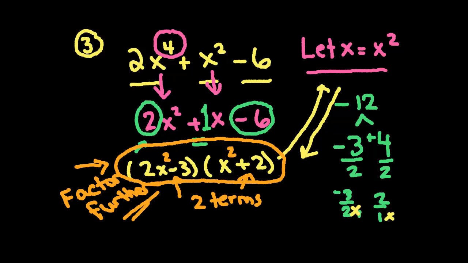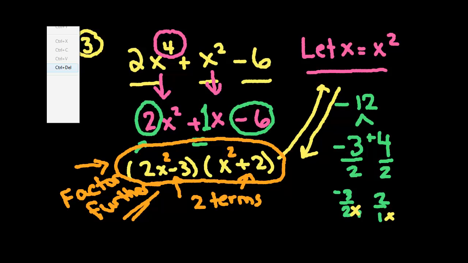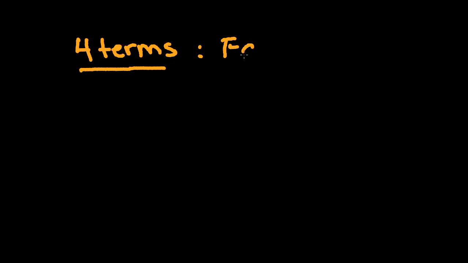All right, so let's continue on here. And let's look at the last type. And the last type is when you see four terms. When you see four terms, that tells you you want to use the approach factor by grouping.